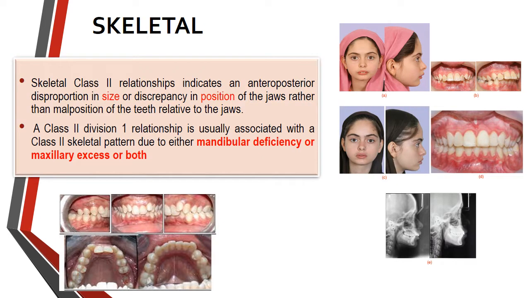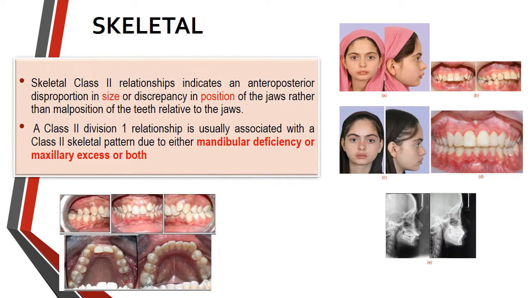When we say we have a skeletal Class II relationship, it indicates that we have an anterior-posterior discrepancy or disproportion in size or position of the jaws relative to each other, rather than a simple malposition of the teeth relative to the jaws. A Class II Division 1 relationship is usually associated with a skeletal Class II pattern, either due to mandibular deficiency, so the mandible will be too small or retruded relative to the maxilla, or sometimes due to maxillary excess, so the maxilla is too large or protruded relative to the mandible, and sometimes we have both of them.